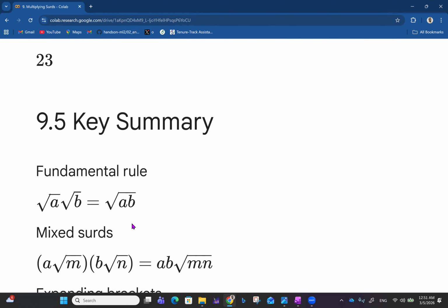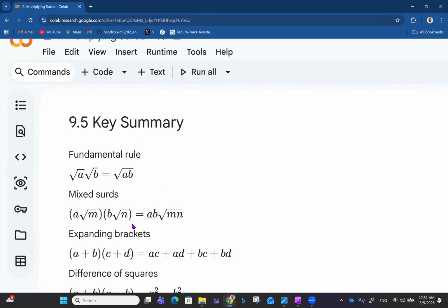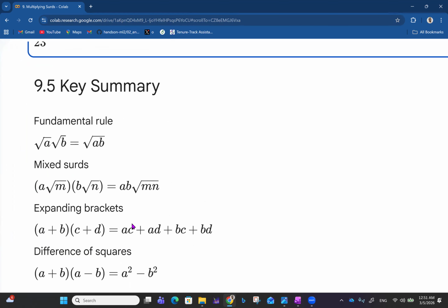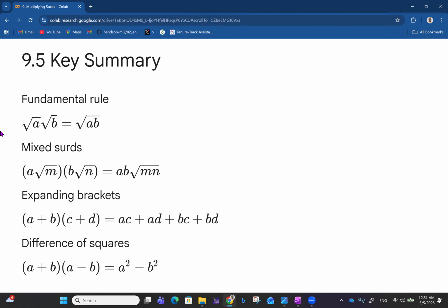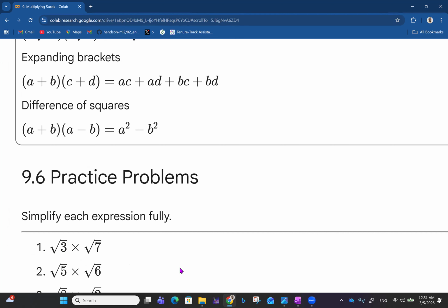Like that. So, key summary now. We have all the rules coming together, such that the fundamental rule is that square root of a times square root of b is square root of ab. And for mixed surds, we have a root m into b root n equal to ab into root m times n. Then expanding brackets, you have a plus b into c plus d. And then difference of squares, a plus b into a minus b is a squared minus b squared. Nice way to go.